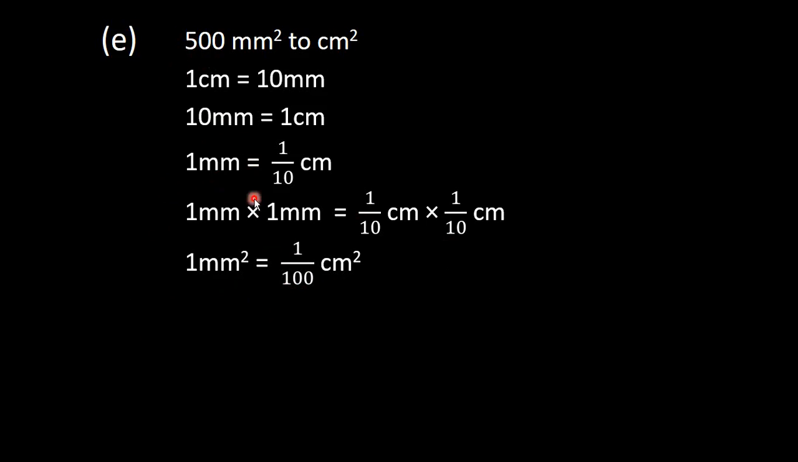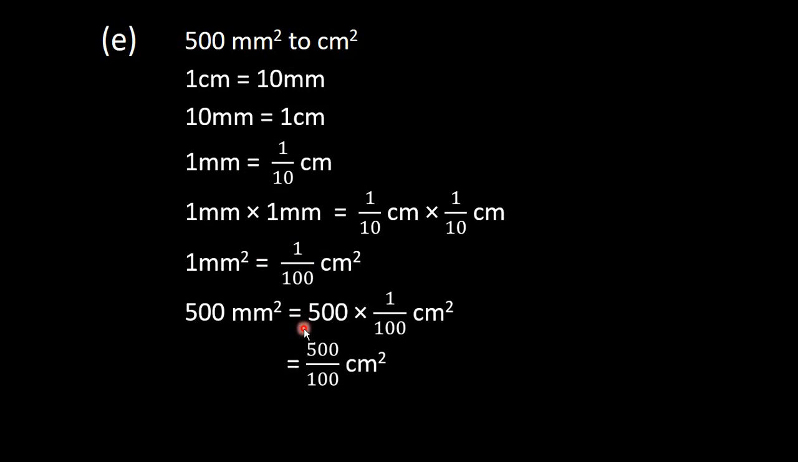Because if I know the equivalence of 1 millimeter squared, then I can get it for 500 millimeters squared. If I want 500 millimeters squared, it's going to be 500 times 1 over 100 centimeters squared. When we multiply that, we have 500 over 100 centimeters squared. So 500 millimeters squared is equal to 5 centimeters squared. Yeah, that is it. Now, lastly, let's look at part F.